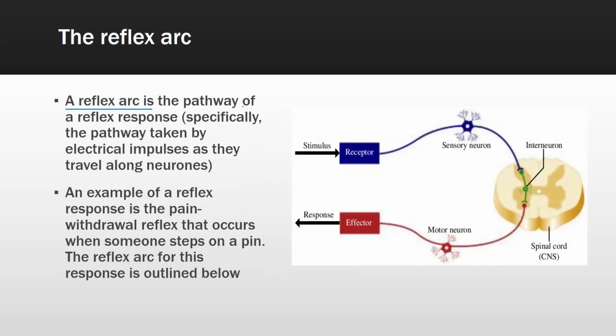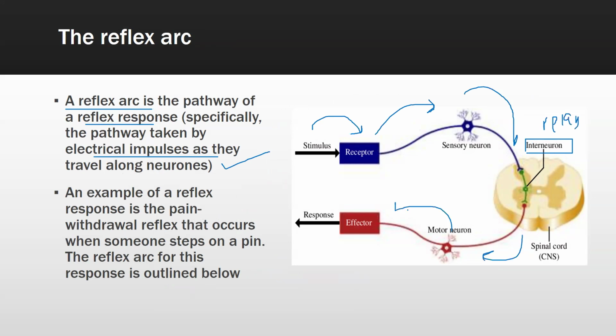A reflex arc is a pathway of a reflex response, specifically the pathway taken by electrical impulses as they travel along the neurons. A stimulus goes to the receptor, receptor to the sensory neuron, to the interneuron, which we also call the relay neuron. And from there it goes to the motor neuron and from the motor neuron to the effector, where the response is generated.